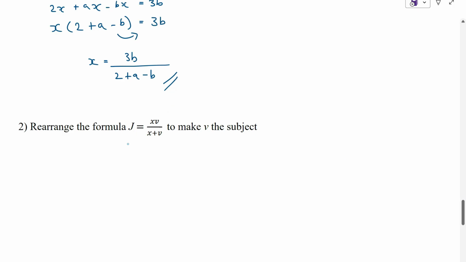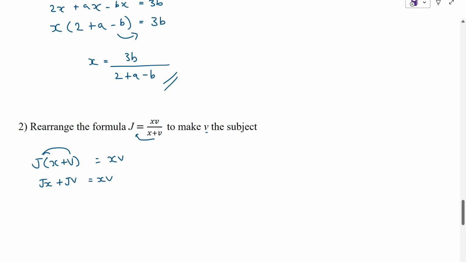Taking a look at question 2. So here we need to make v the subject. First of all, let's go ahead and make this equation linear. Let's get rid of this fraction so we can take this denominator over to the other side. We're dividing on this side here, so when we take it over, we're going to multiply. That will give us j(x + v) = xv. Let's go ahead and multiply out. So jx + jv = xv.